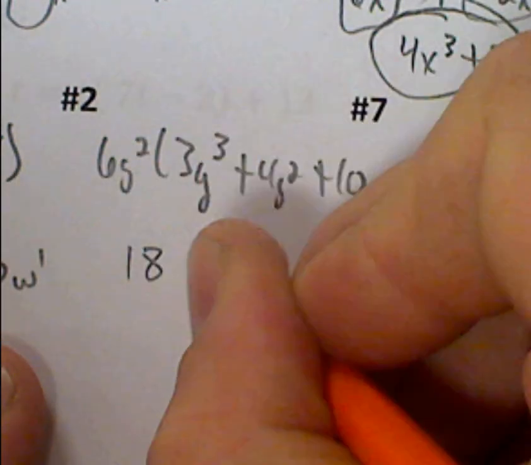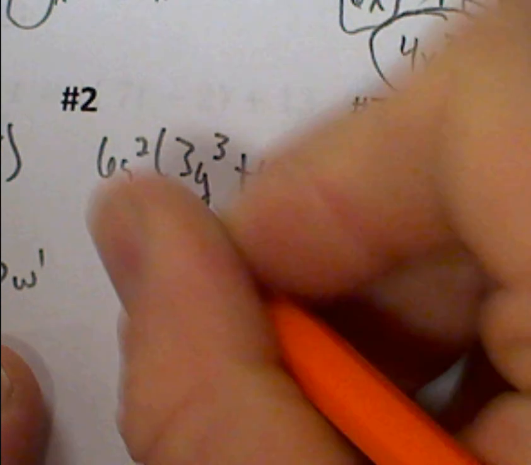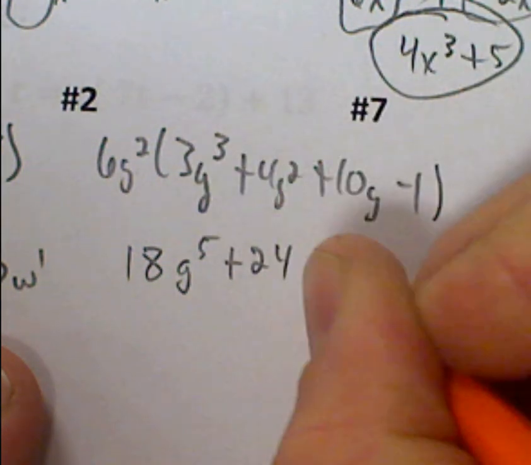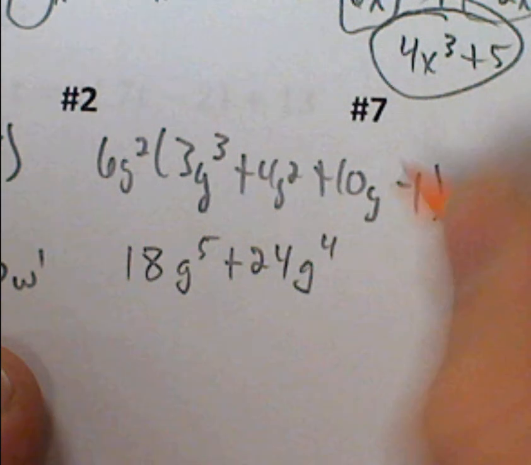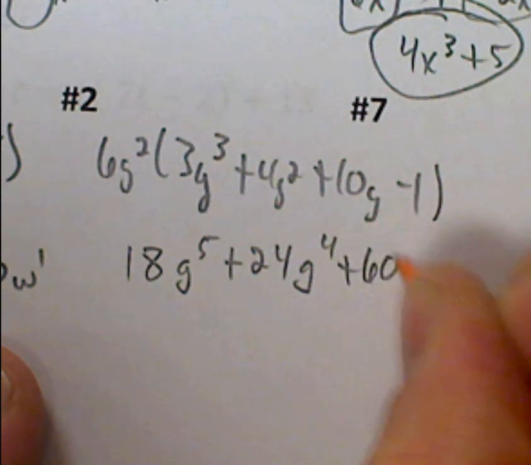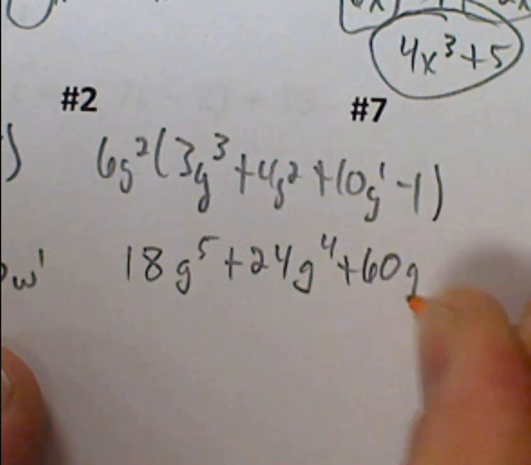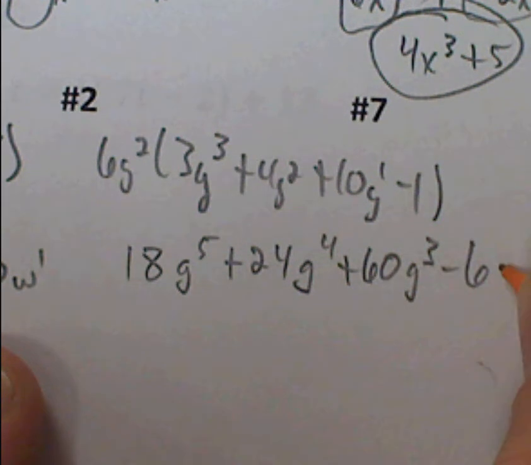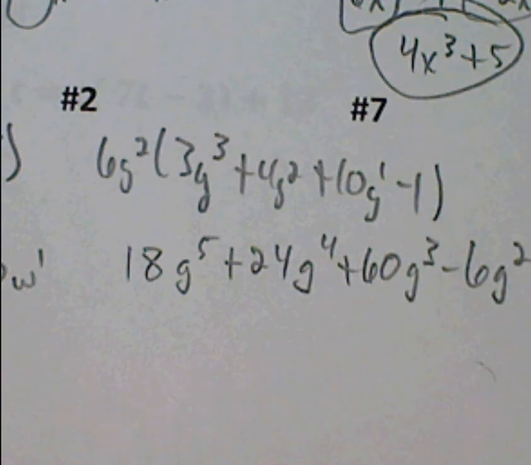g squared times g to the third becomes g to the fifth. 6 times 4 is 24. g squared times g squared becomes g to the 4. 6 times 10 is 60. g squared times g to the first becomes g to the third. 6 times negative 1 is negative 6 g squared. I have to be done because that is all the time in which I have.